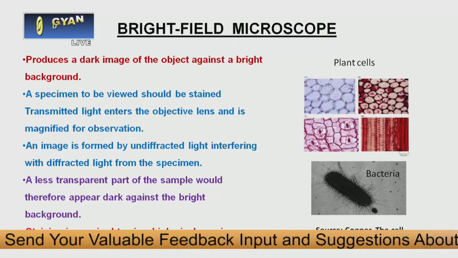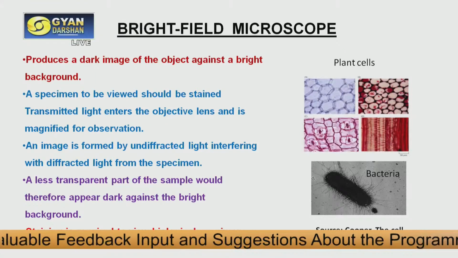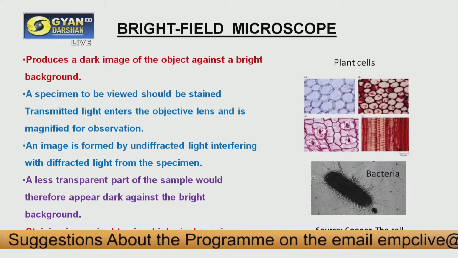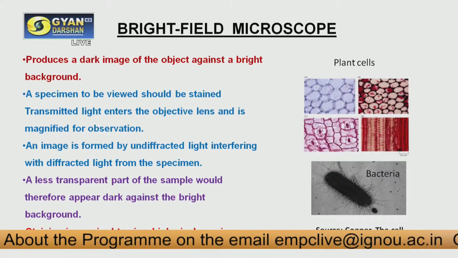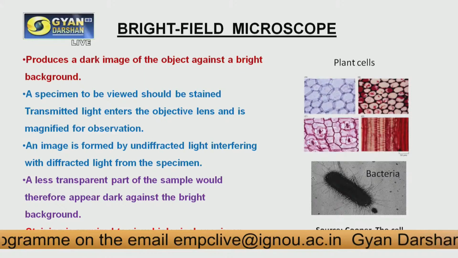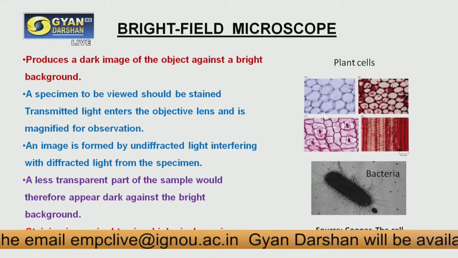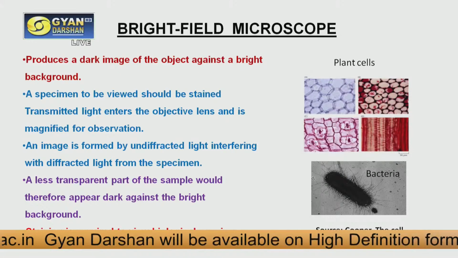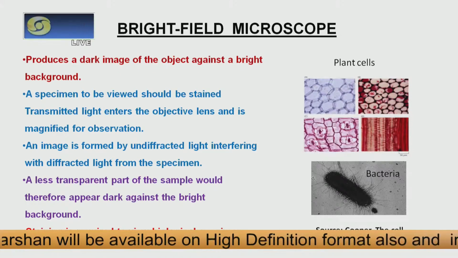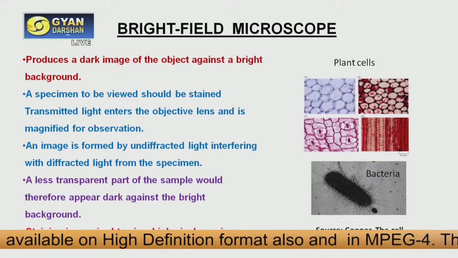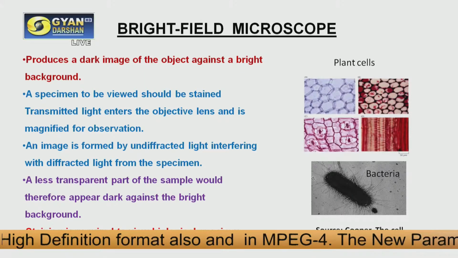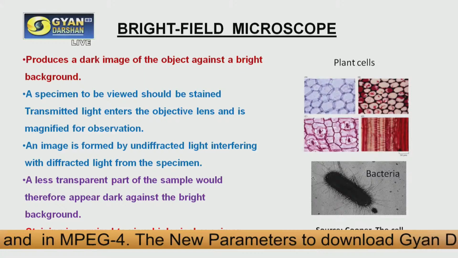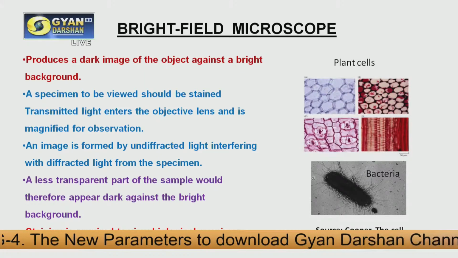Basically, the bright field microscope is the microscope routinely used in the biology lab. As its name suggests, the bright field microscope produces a dark image of the object against a bright background. It utilizes stained specimens, because the stain produces a contrasting image. So a specimen to be viewed should be stained.